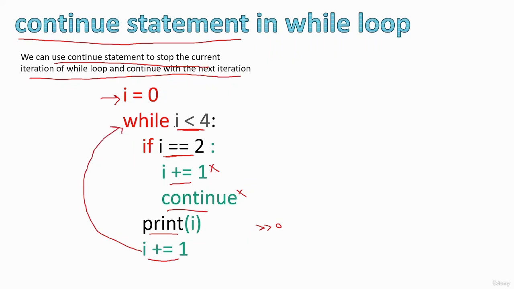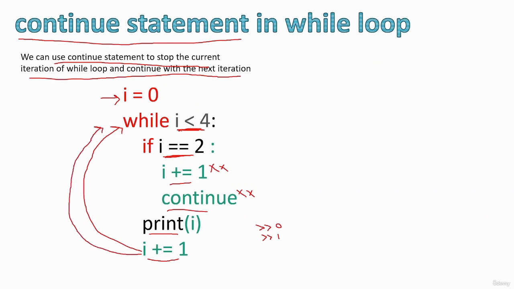Now i is equal to 1. Again it is less than 4, so the condition is true. i is not equal to 2, so these two codes will be skipped again. Then again it will print i. Now i is equal to 1. Then it will add 1 to the i. Now i is equal to 2. Again it will go to the beginning.